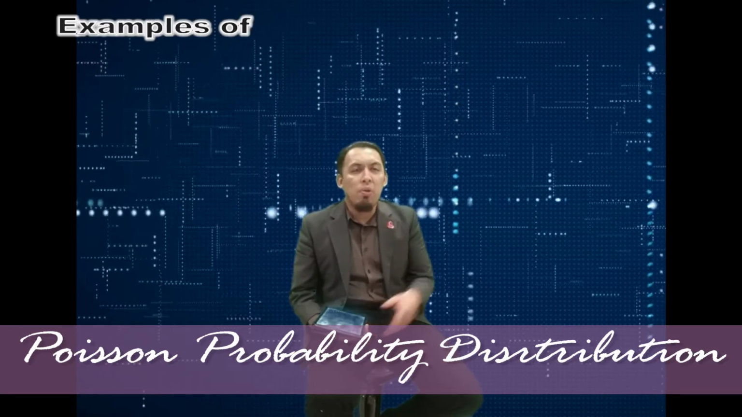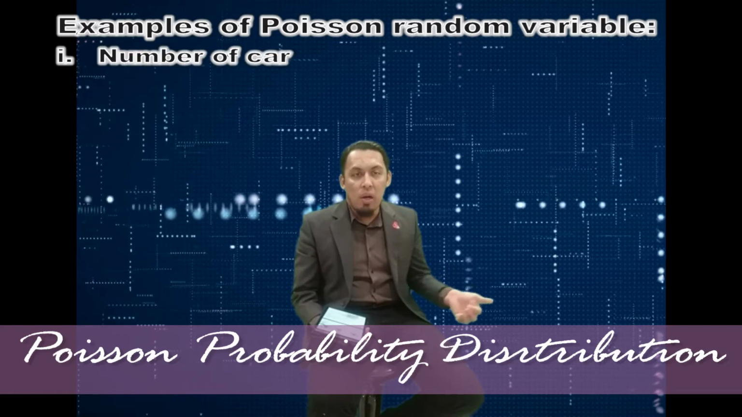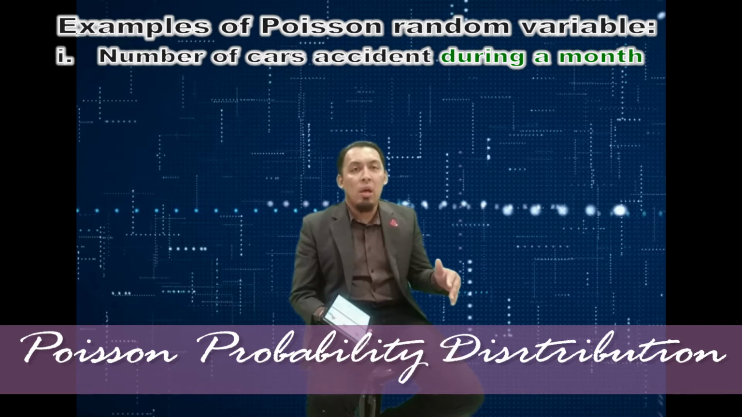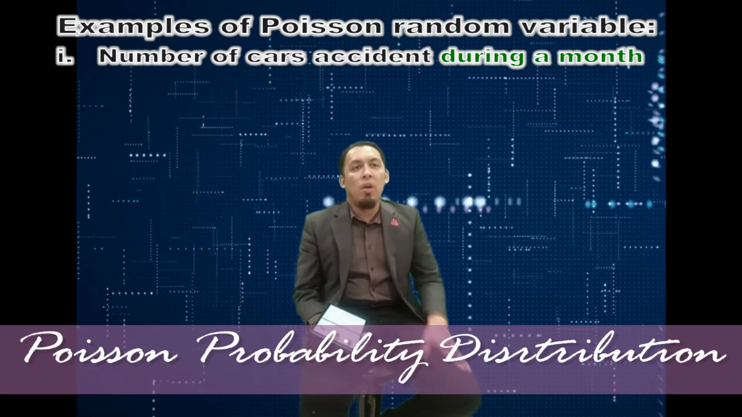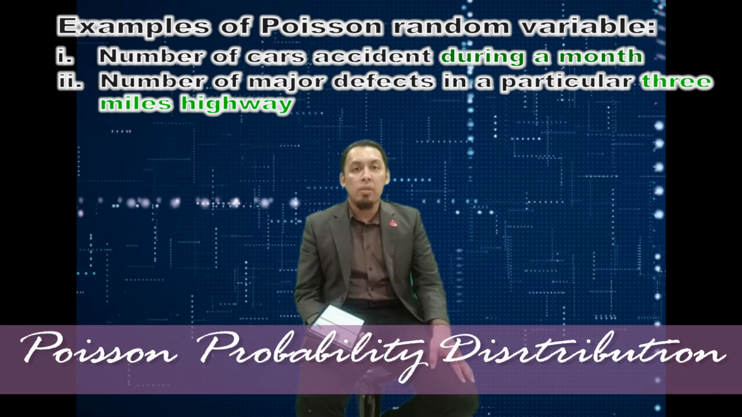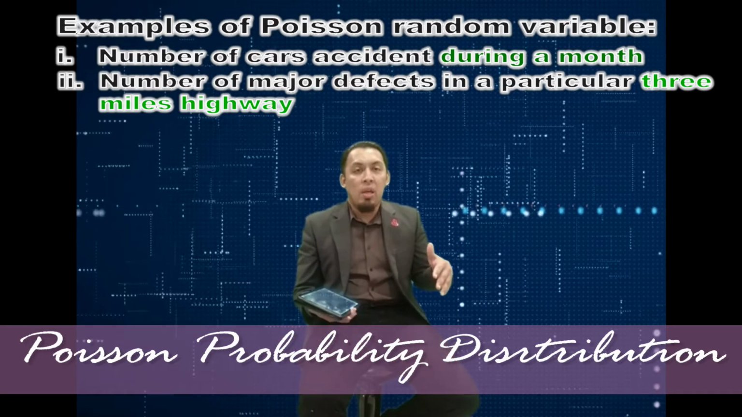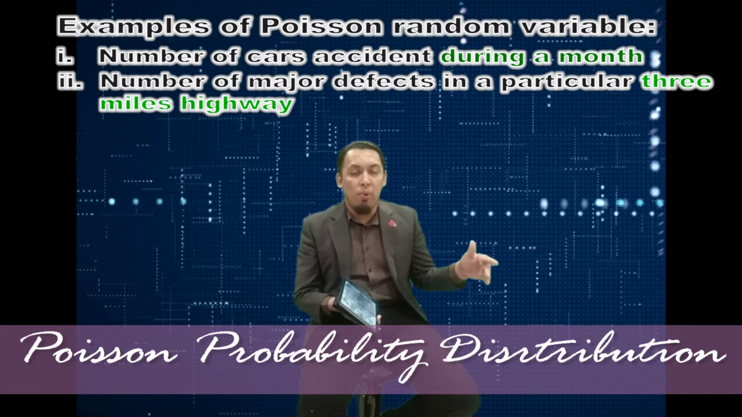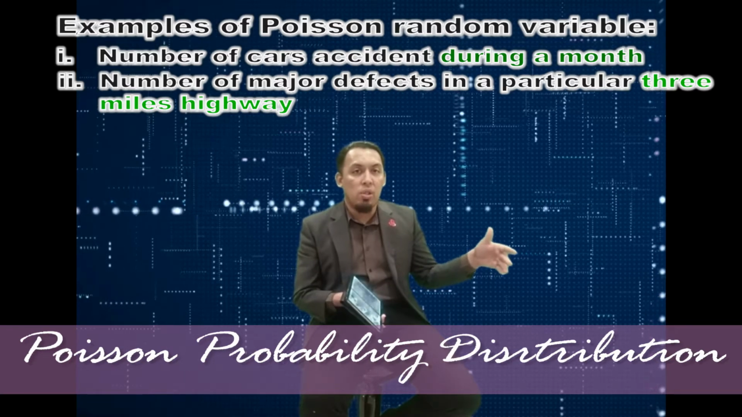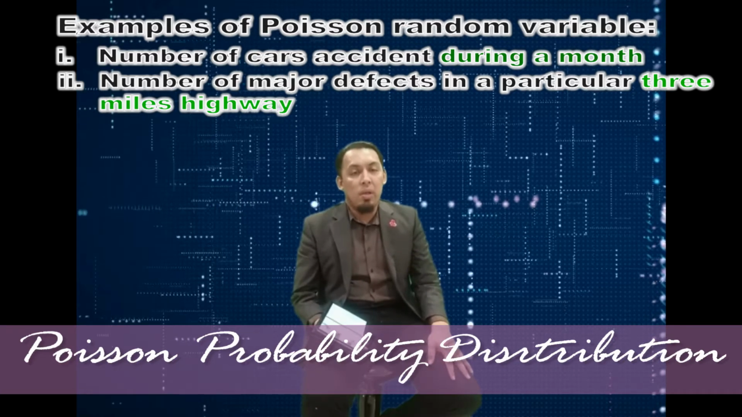So, examples of a Poisson random variable that we can have are, for example, the number of car accidents during a month. So a month is the interval for Poisson, and then we have the number of major defects in a particular 3 miles highway. They are talking about major defects on a highway, but the thing that makes this question Poisson is 3 miles. So the defects for 3 miles, 3 miles and 3 miles, on and off, and so forth, that makes it Poisson.